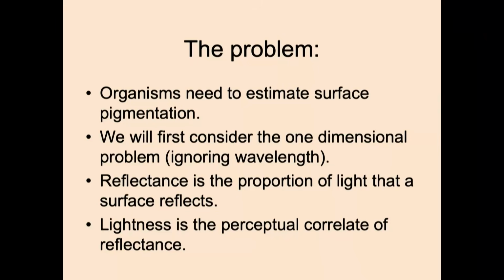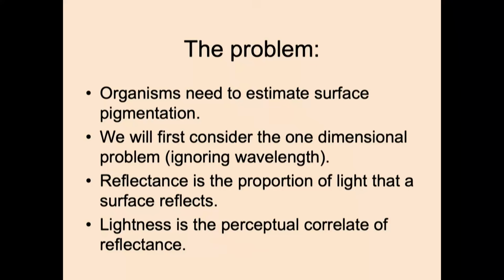Okay. So organisms need to estimate surface pigmentation. Pigmentation tells us a lot of important things about what things are made of. For instance, it would tell you whether a piece of fruit is ripe or not. It might tell you whether your baby's got a fever or not. Lots of important things about the world are signaled by pigmentation. And so lightness perception and color perception are really just about estimating surface pigmentation.